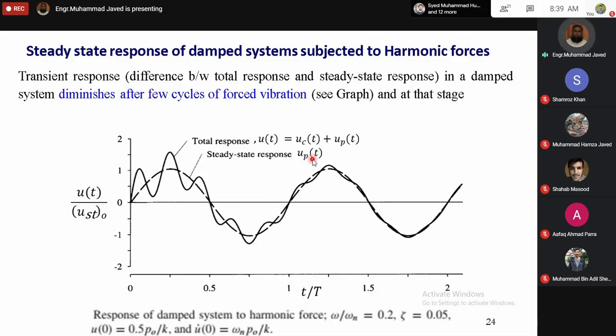So in coming slide, whenever it is required to calculate the total response, we will just calculate the steady state response और उसको हम total response के बराबर ले लेंगे.